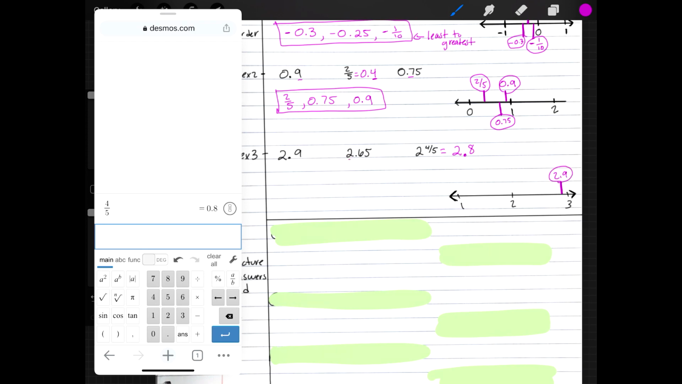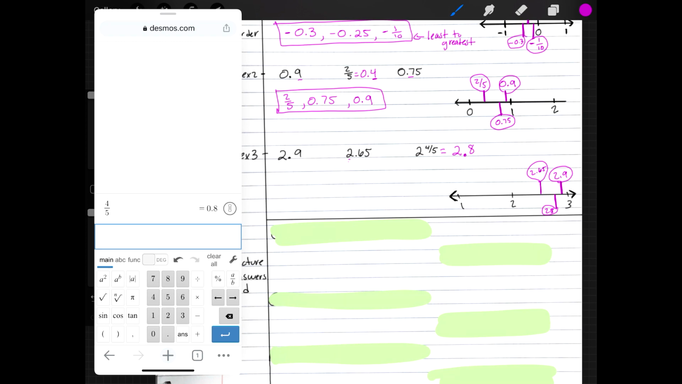The next number is 2.65. That's halfway, but a little bit closer to the 3 than it is 2. So it's a little bit over here. So 2.65. And then the last one, we have 2.8. Remember, it's 2 4/5, so 2.8. That's actually going to be in between both of them. So here we have 2.8.